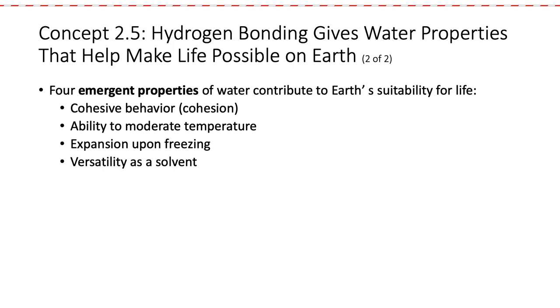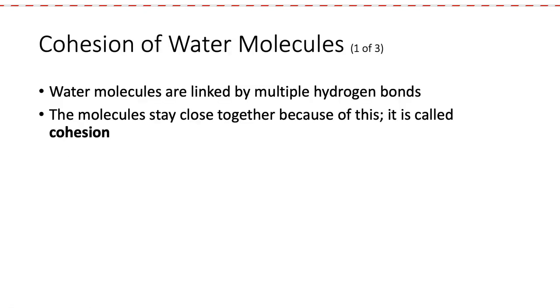So there are 4 emergent properties of water. Cohesive behavior, which we call cohesion. The ability to moderate temperature, which means it takes a long time to heat water up and cool it back down again. Water molecules expand when they freeze, and water is very versatile as a solvent. We'll go through those one at a time.